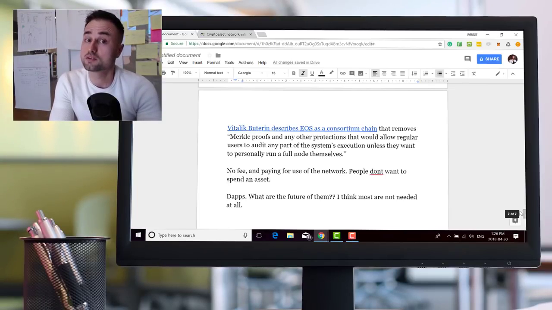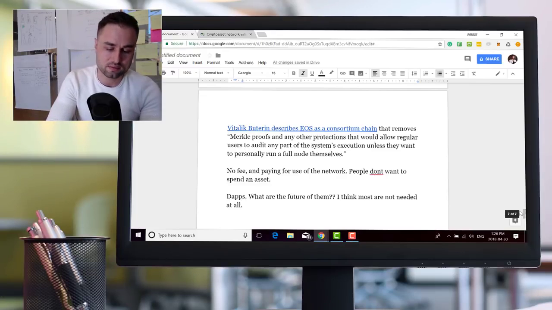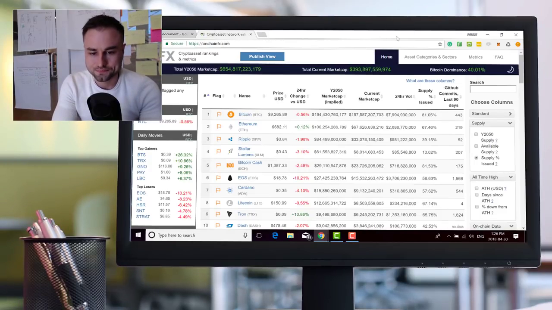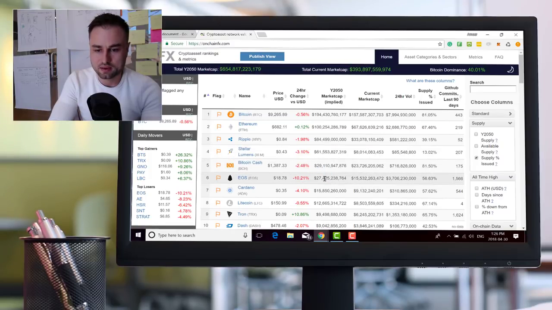And there is a saying, the market's always right. Now, in this case, EOS is being valued at this ridiculous amount. If we go over here to OnChainFX, where are we at? My mouse is here. Market cap is $27 billion. That's crazy. It's not even launched yet, and it's worth $27 billion.